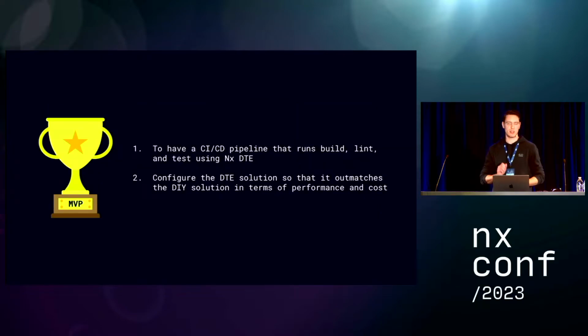Earlier, we said that we're going to be focusing on 3 tasks: build, lint, and test. And so we actually used that focus to frame this MVP goal. The goal consists of 2 parts. Part 1, to have a CI/CD pipeline that runs build, lint, and test using Nx DTE. And part 2, configure the DTE solution so that it outmatches the DIY solution in terms of performance and cost. And with that, our journey to Nx DTE begins.